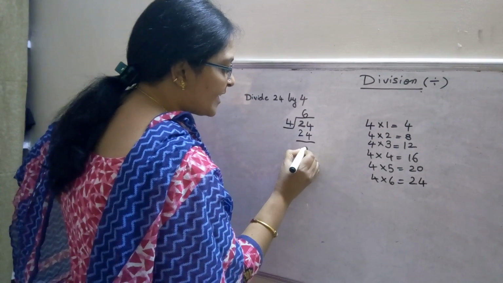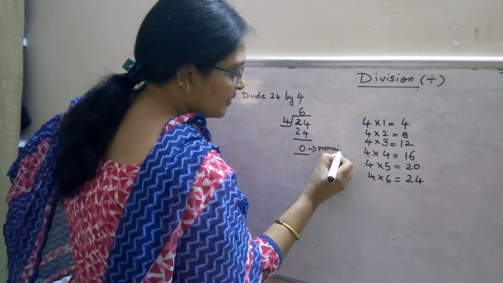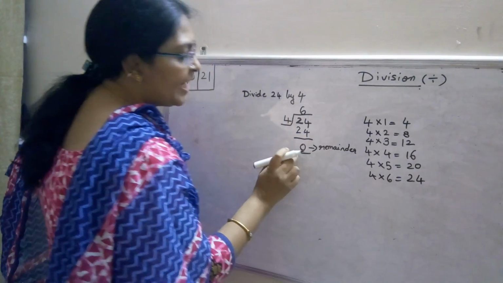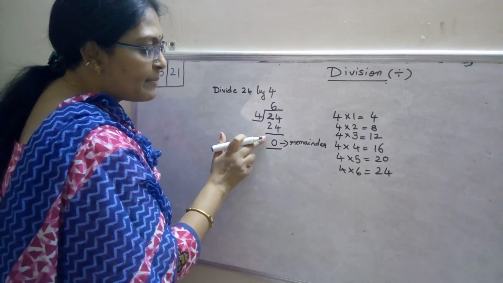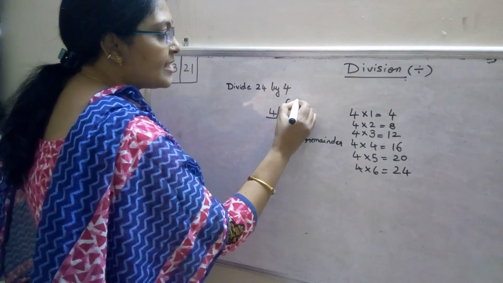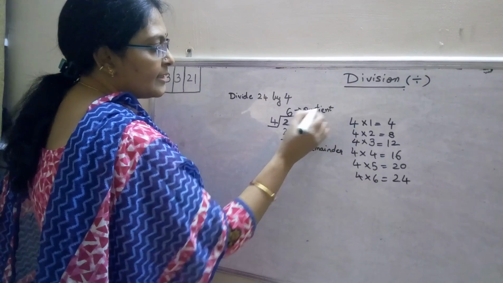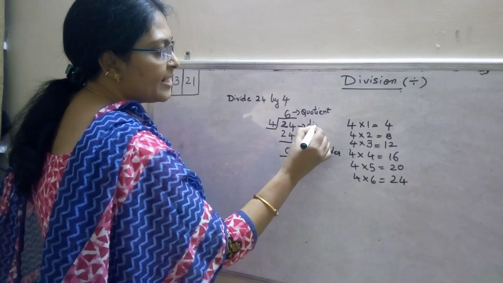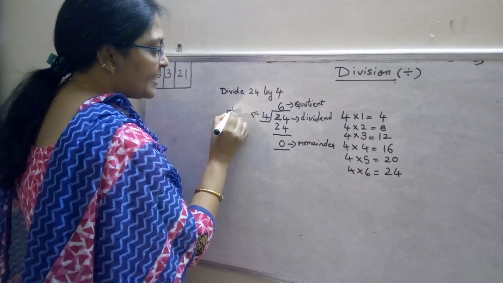Now what you get is called the remainder. The one which is remaining after the division is complete is called the remainder. This is called the quotient. This is called the dividend. This is called the divisor.